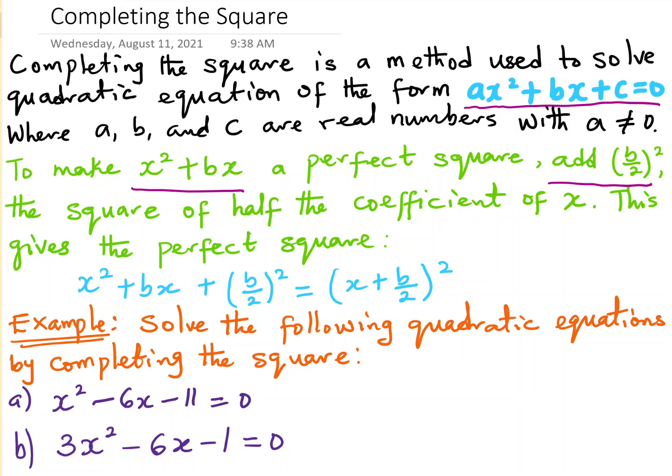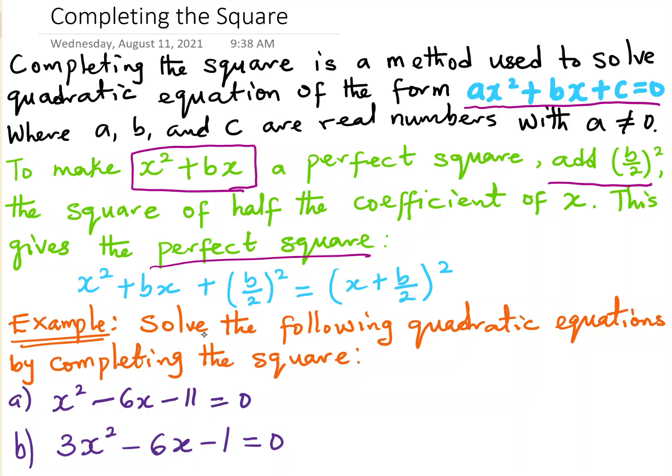the square of half the coefficient of x. If we look at this, the coefficient of x is b. So half of b is b divided by 2. And the square of that will be of this form. So this gives the perfect square of x squared plus bx plus b divided by 2 all squared equals this. What this means is that we can write this in terms of this. That is, this is exactly the same as what we have here. I will come back to this in our example.